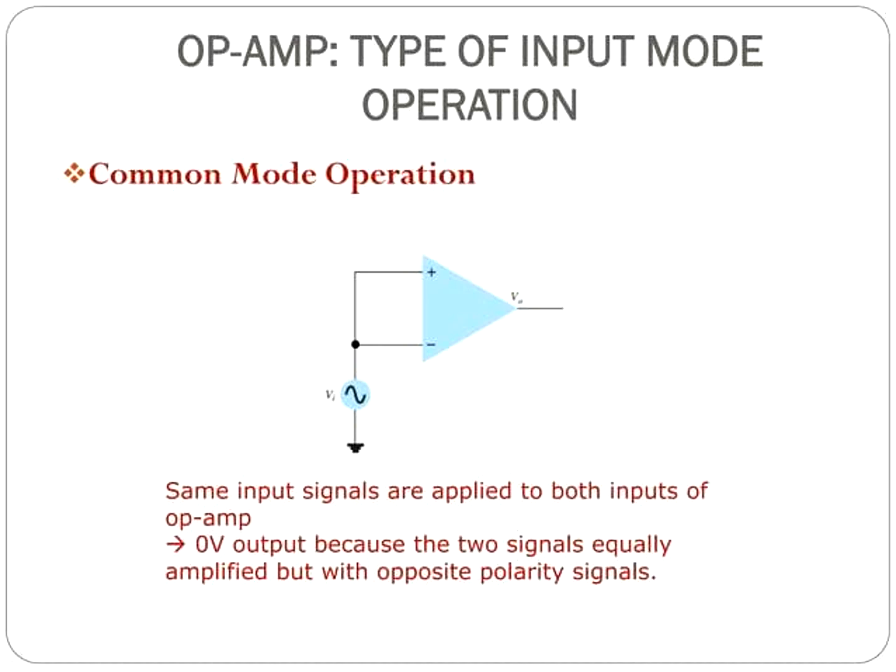The next type of operating mode is common mode operation. In this common mode operation, the same input signal is applied to both the inputs. So the output is ideally 0 because the operational amplifier amplifies the difference between the two inputs.